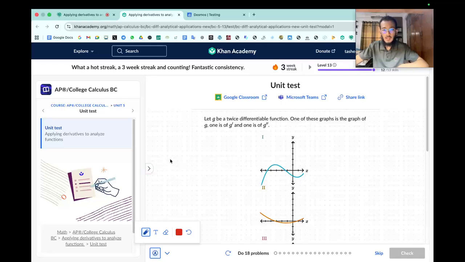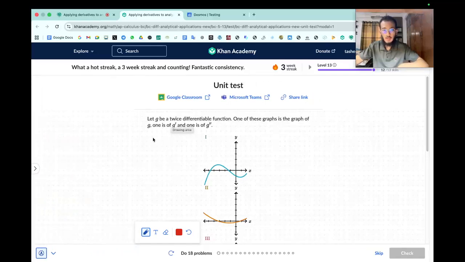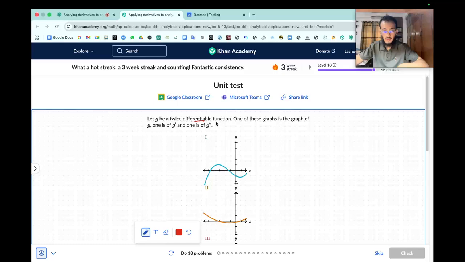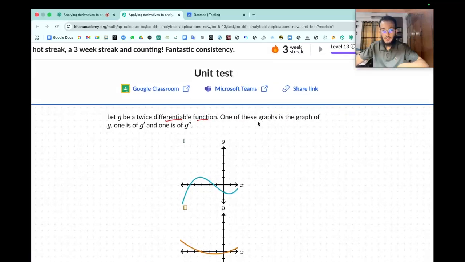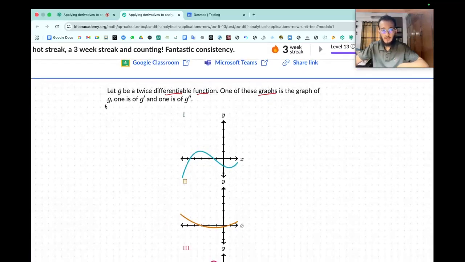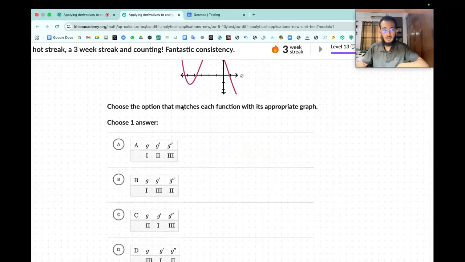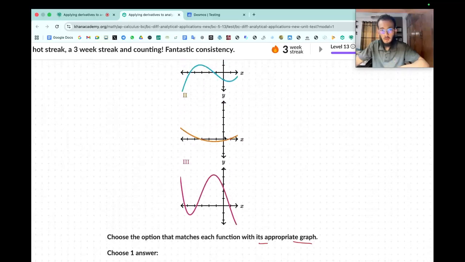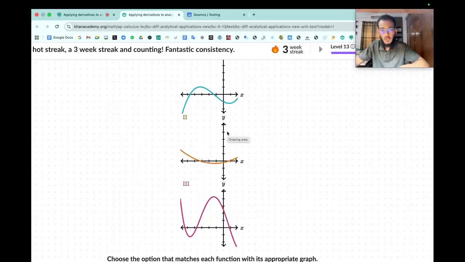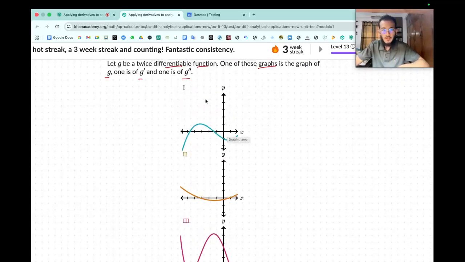Let g be a twice differentiable function. One of these graphs is the graph of g, one is of g prime, and one is of g double prime. Choose the option that matches each function with its appropriate graph. Okay, so let's start with the first one.